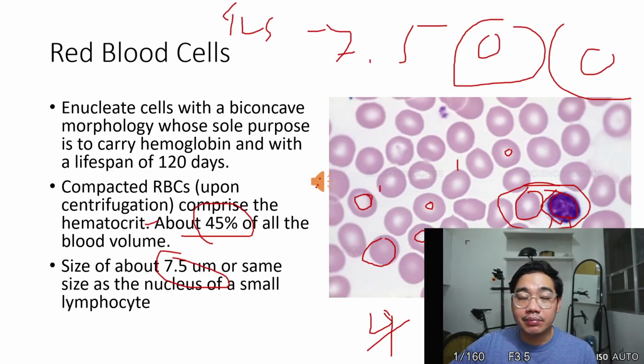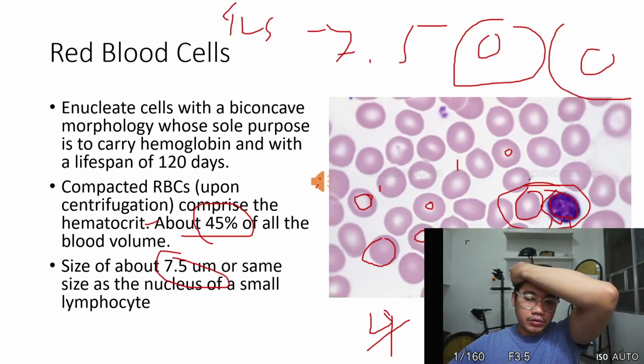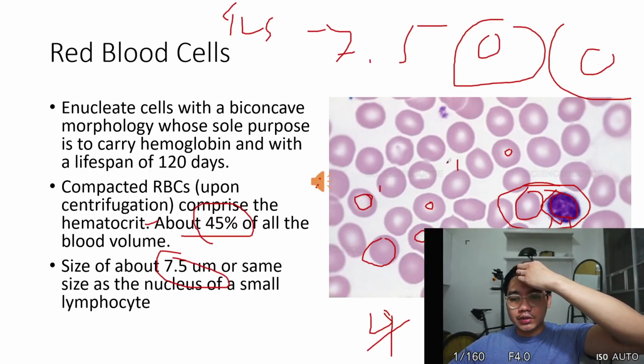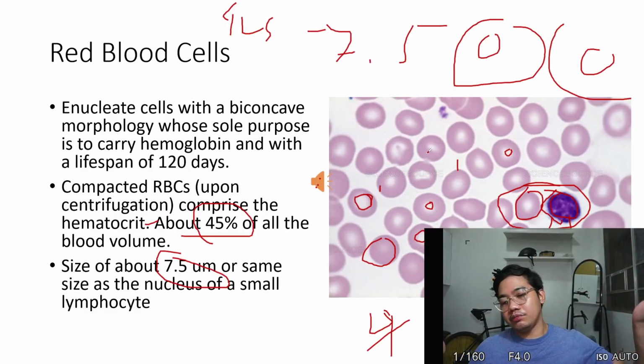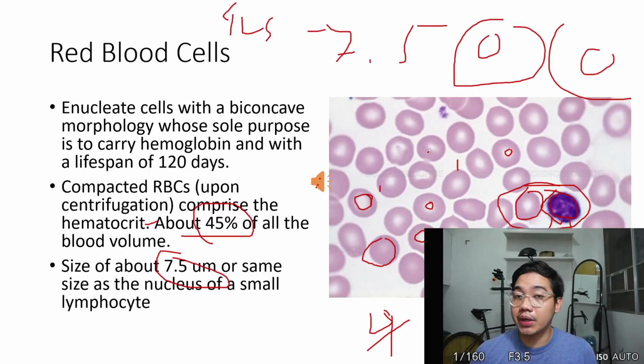It doesn't stain well because there is low hemoglobin. So the central pallor should usually be less than 1/3. If it's greater, there might be hypochromia. But like this one, it's hard to say that it's hypochromic because it's just one cell, no? So you have to look at the bigger picture. If most of the cells you see are hypochromic, then maybe the patient has hypochromic anemia, no?